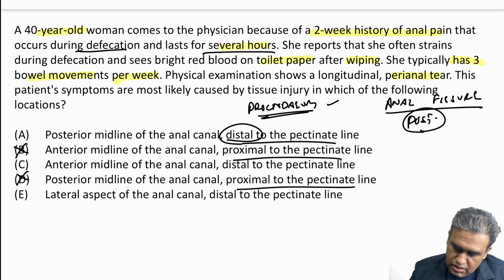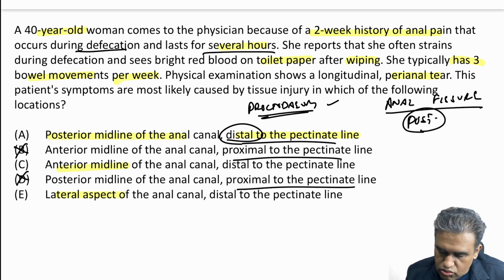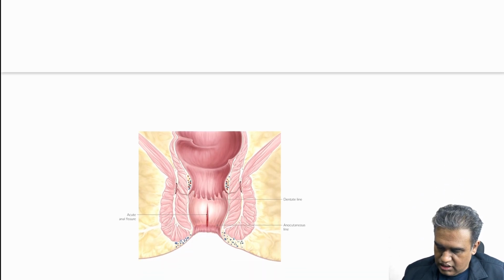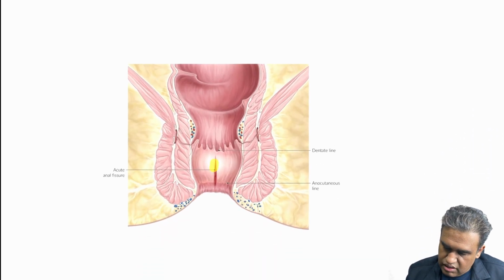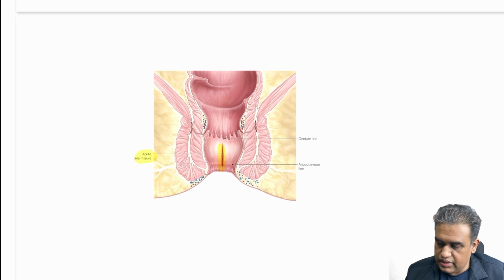Posterior midline, yes, posterior midline would be the answer, distal to the pectinate line. Anterior midline, not a common location. Lateral aspect, not a common location. The most common location is posterior midline, distal to the pectinate line because of the history of pain, right? Here you can see the image showing us the anal fissure in the posterior midline area, right?